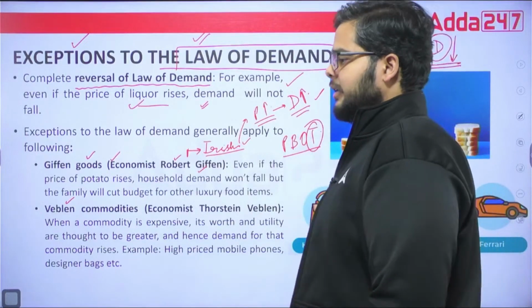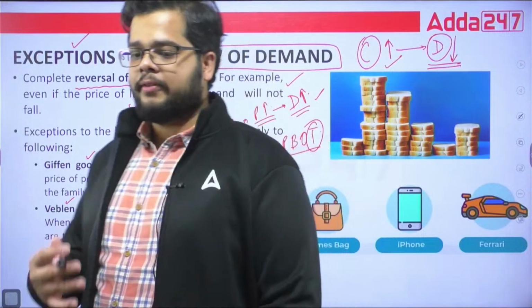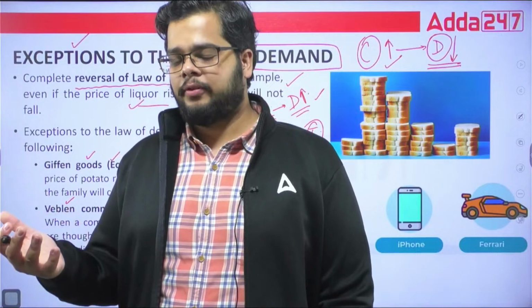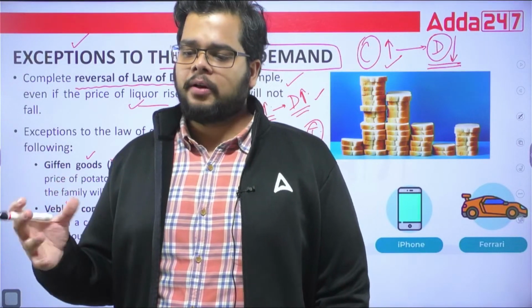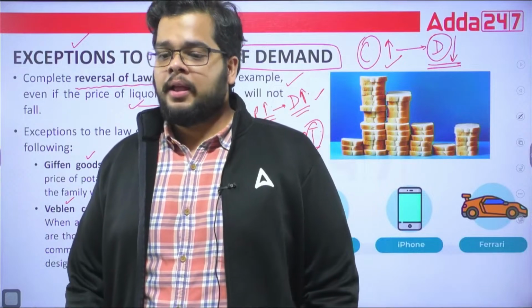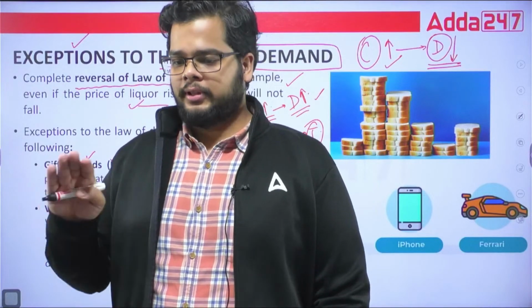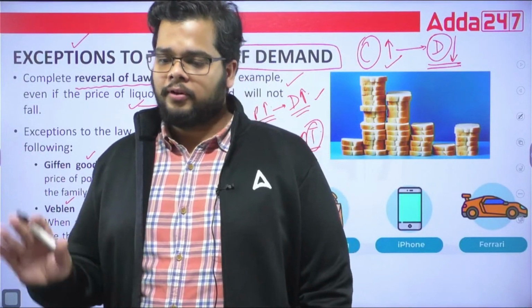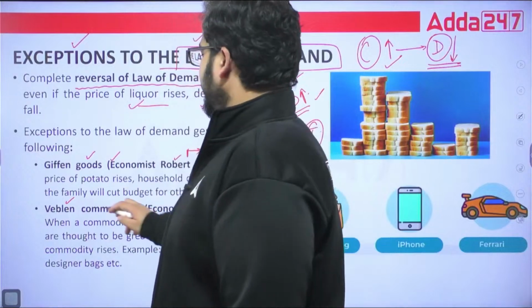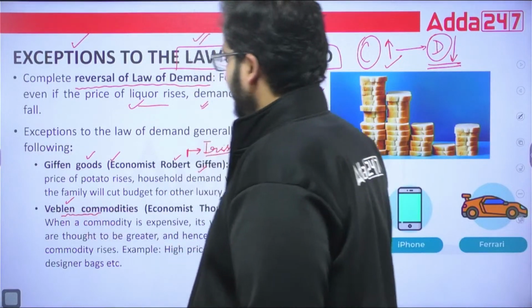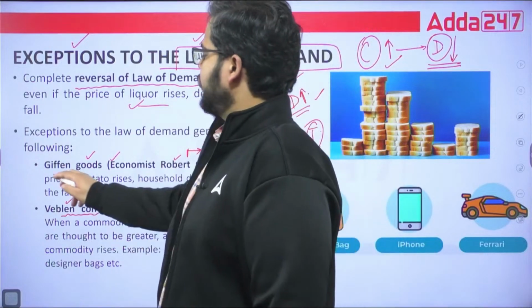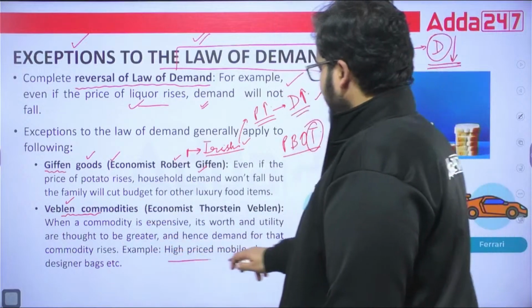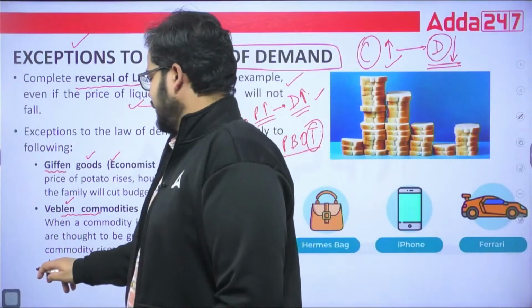If we talk about luxury items, whatever the price of that particular item, be it supercars, be it the iPhone, be it your luxury bags, or whatever apparel you want to wear, no matter what the price of these luxury items is, their demand will never fall. So luxury items fall under the Veblen commodities, and household basic goods fall under the Giffen goods. Example for Veblen: high priced mobile phones or designer bags.